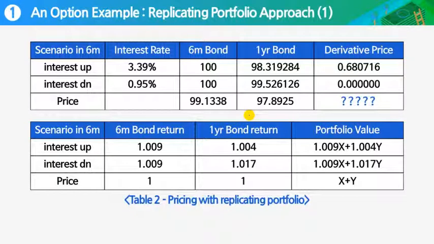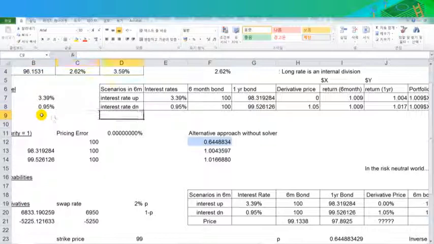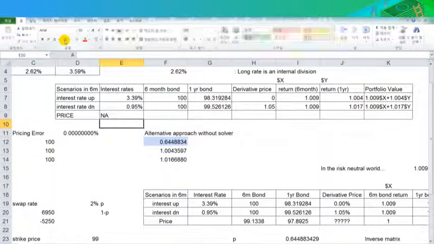Here we have a table that is basically the same as the Excel file we just worked on. Okay, so we have the last row, which is basically price. So let's update our Excel file. Let's make one more row here, price. Well, interest rate doesn't have a price, so it is NA. We don't need it.